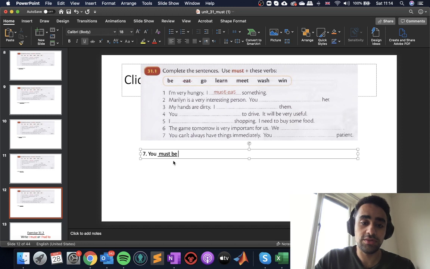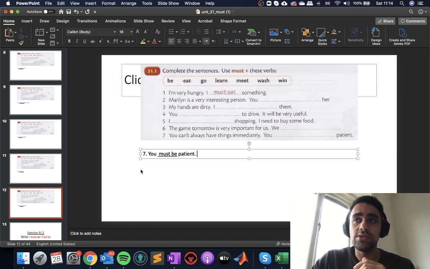Patient, which means in Arabic صبور, or لازم تبقى عندك صبر. You must be patient. Patient also means a sick person. So if we use it, you must be a patient. If we use it just as an adjective, then it means you can wait. You are a patient person. If we use it as a noun, a patient means a sick person.